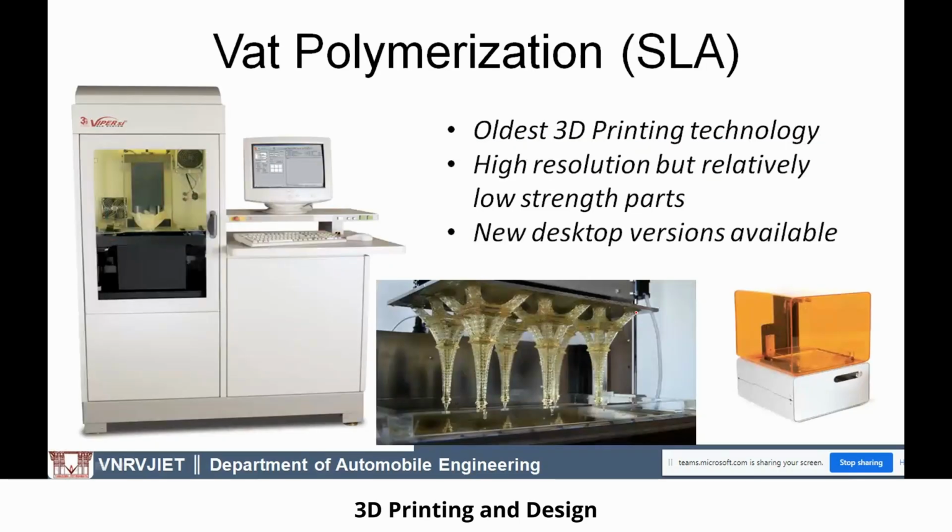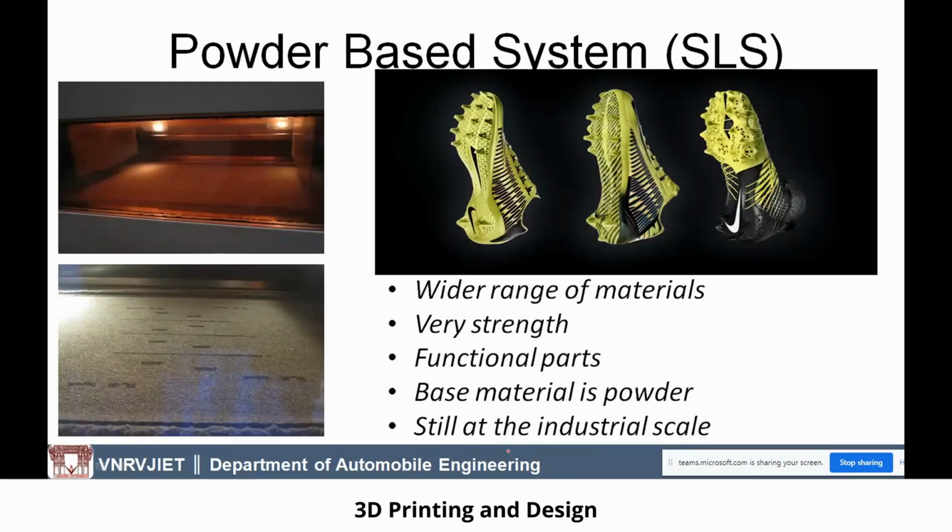And this is VAT polymerization, also called stereolithography, the oldest 3D printing technology. You can see this is a machine, and some of the components are being built using this technique. And this is a powder based system, that is SLS, and a wide range of materials we can use, for very high strength functional parts. You can see here a shoe with spikes, that is sports shoes. You can build it as per the customer dimensions. And the base metal is in powder form.